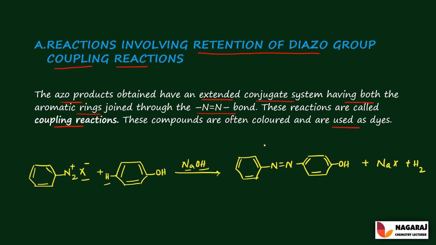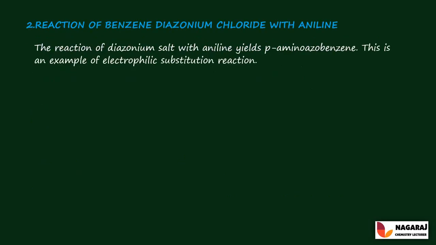This molecule is named para-hydroxy azo benzene: at the para position a hydroxyl group is attached, so it is para hydroxy, and the N=N group is called azo, and it is benzene.